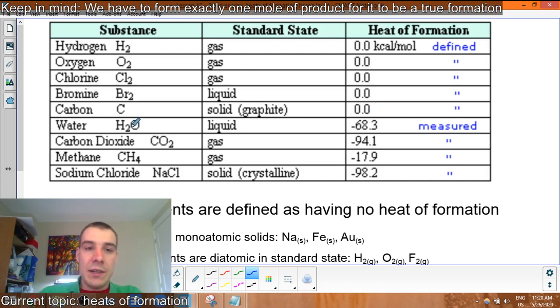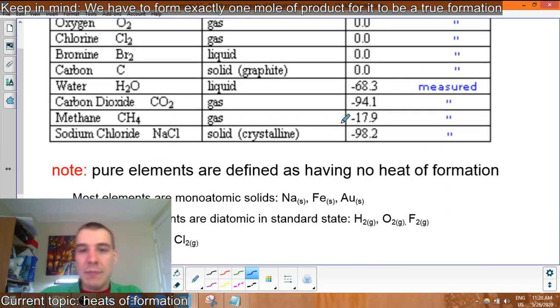Meanwhile, water comes from hydrogen and oxygen. If you burn hydrogen and oxygen, you release energy, you make water. You make a certain amount of energy per mole of water that you make. Carbon dioxide releases even more, 94 kilocalories per mole, so carbon and oxygen getting together make that. Methane releases energy. Sodium chloride releases energy when sodium meets chlorine to make salt.